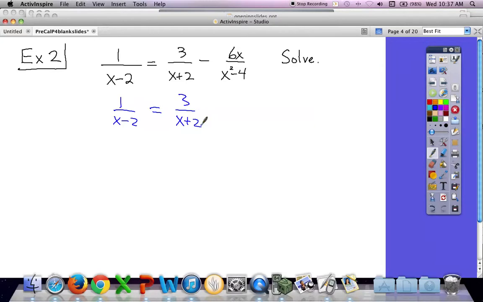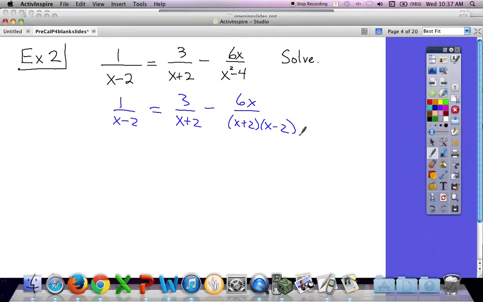How do you factor x squared minus 4? Difference of squares, right? x plus 2, x minus 2.